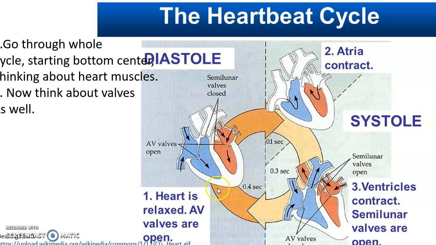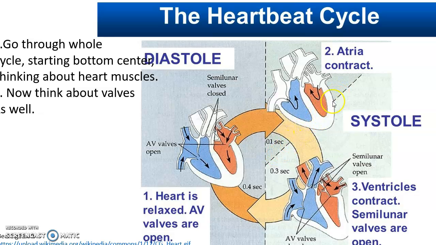Okay, so let's look at what's happening. Here, the heart is filling and the AV valves are, look at them, open. They must be open for the heart to fill. Here, the atria are contracting. The AV valves are open. They must be open in order to fill the ventricles still. But at the very end of this, as soon as the atria are done contracting, guess what happens? The AV valves snap shut.